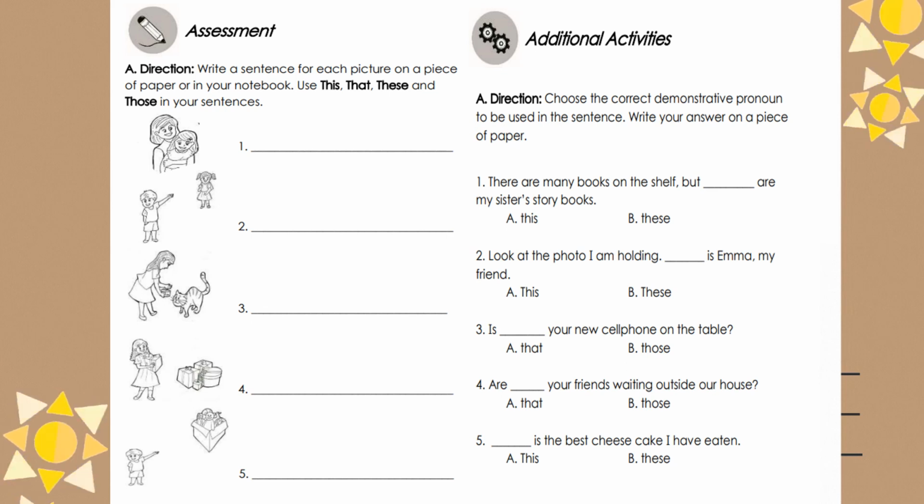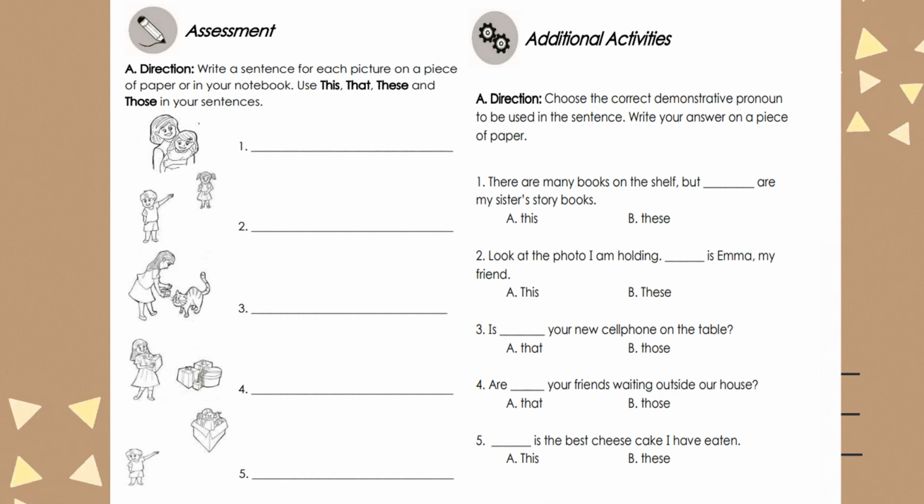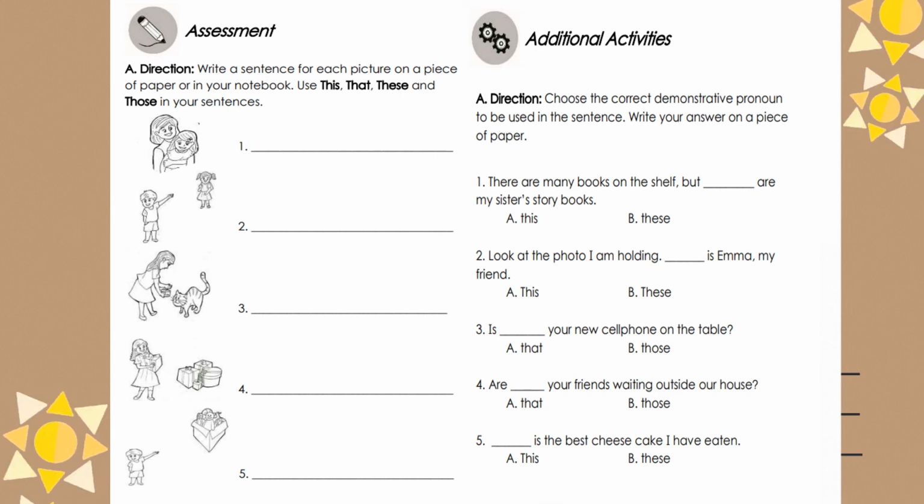Number 1, there are many books on the shelf, but blank are my sister's storybooks. A, this, B, these. Number 2, look at the photo I am holding. Blank is Emma, my friend. A, this, B, these. Number 3, is blank your new cell phone on the table? A, that, B, those. Number 4, are blank your friends waiting outside our house? A, that, B, those. Number 5, blank is the best cheesecake I have eaten. A, this, B, these.